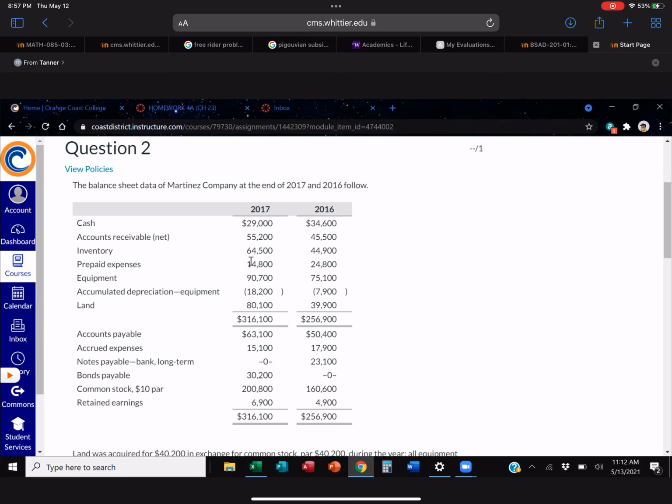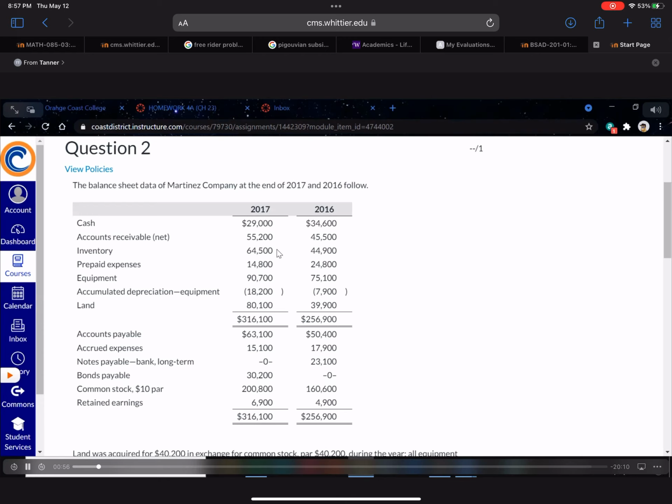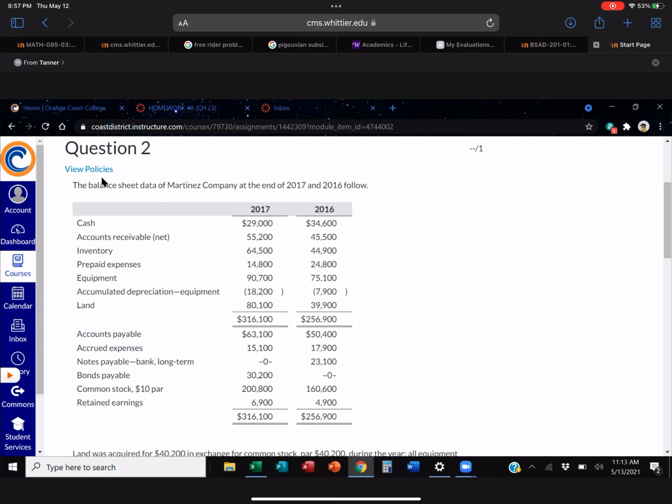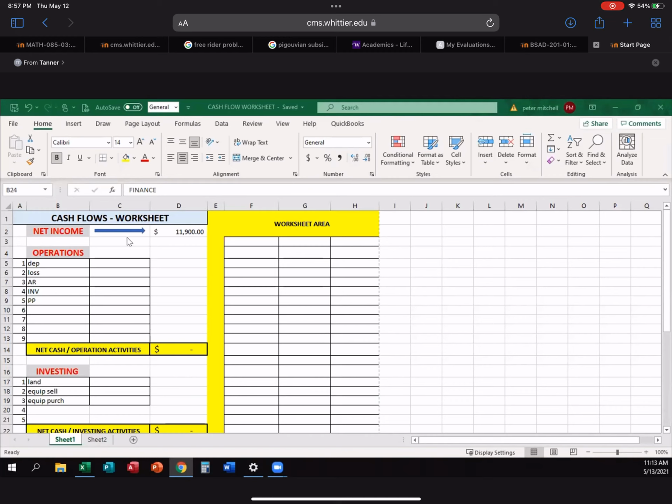Now, your numbers might be a little different. Sometimes they change, not sure, but either way, the technique remains the same. It states the balance sheet data of Martinez Company at the end of 2017 and 16 is as follows. Okay, so we got comparative balance sheets and some extra information here. What we're going to need to do is open up our trusty cash flow worksheet, which looks like this.